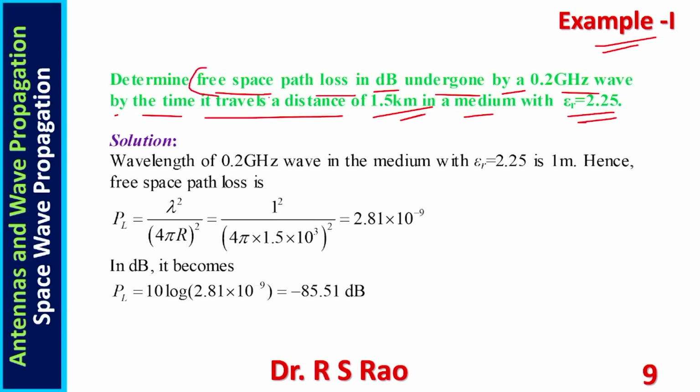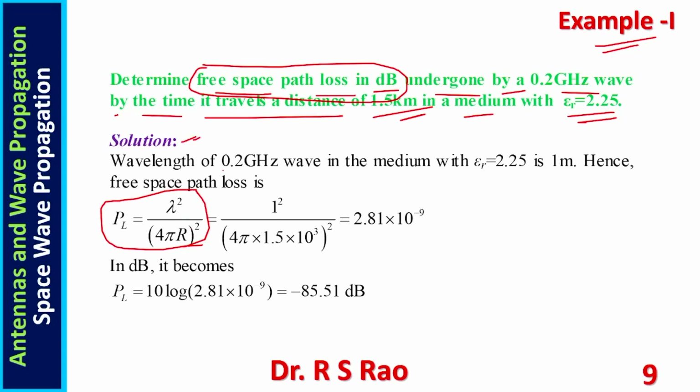Free space path loss in dB. This is what we are asked to find out. It is given by a formula. PL is lambda square over 4 pi r whole square. This formula. Lambda is wavelength, r is distance.